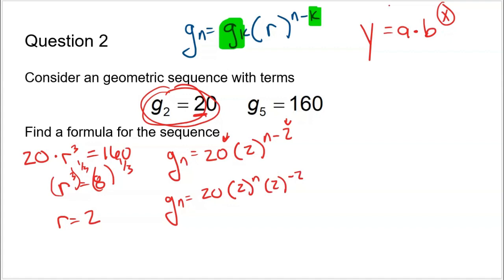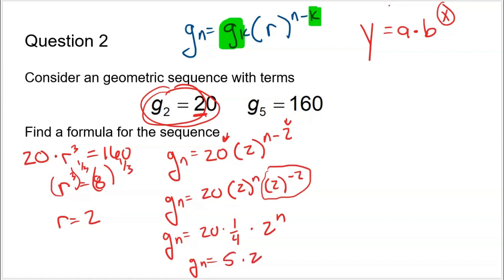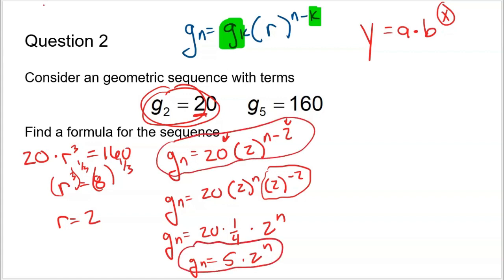And then I'm going to go ahead and say, well, wait a minute. 2 raised to negative 2, that's 1/4. So I get g sub n equals 20 times 1/4 times 2 raised to the n, and 20 times 1/4 is, of course, 5. So I get 5 times 2 raised to the n. Now, again, this is no different, right? Like, I didn't have to do that. This is a great answer right here, but this is just putting it into that exponential form.